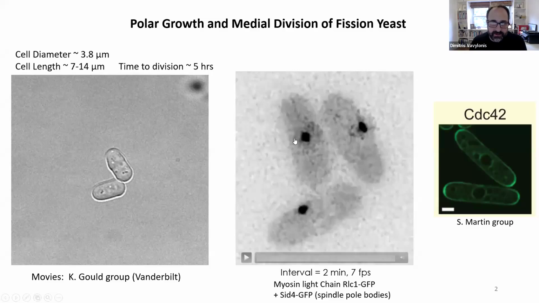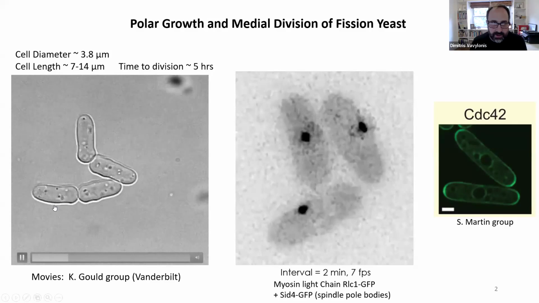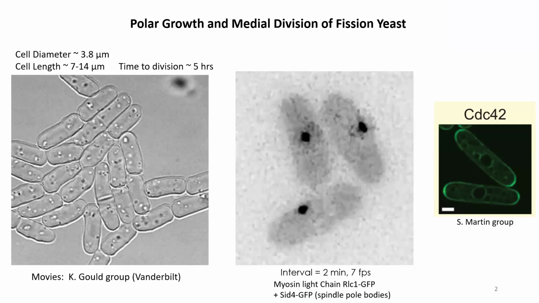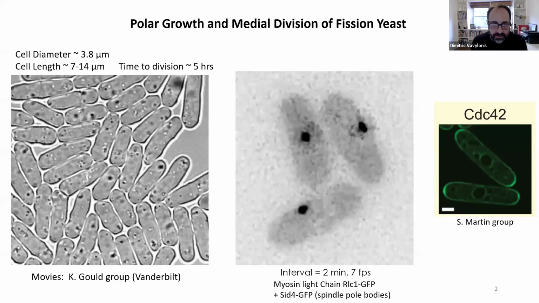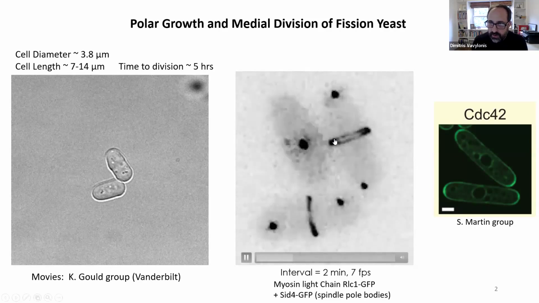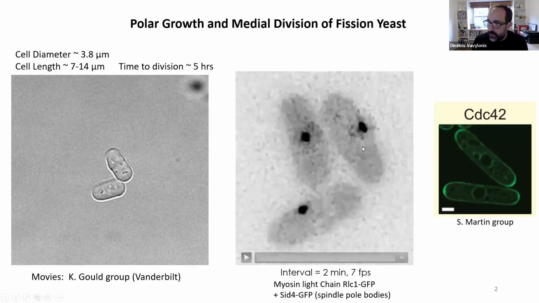My interest is understanding how cells grow and divide. Here is a movie showing a fission yeast cell, which is a tubular cell, and this cell grows from the two tips and divides every few hours in the middle. It does so by establishing a zone of polarization. This protein called CDC42 assembles at the tip of the cell.